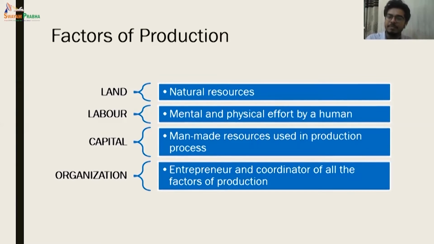So a mental and a physical effort by a human. Capital is man-made resources used in the production process. Any man-made resources, it can be a robot, it can be a crane, it can be a car, it can be a building, it can be anything which a human has made and is now being used for the production process. That is capital.